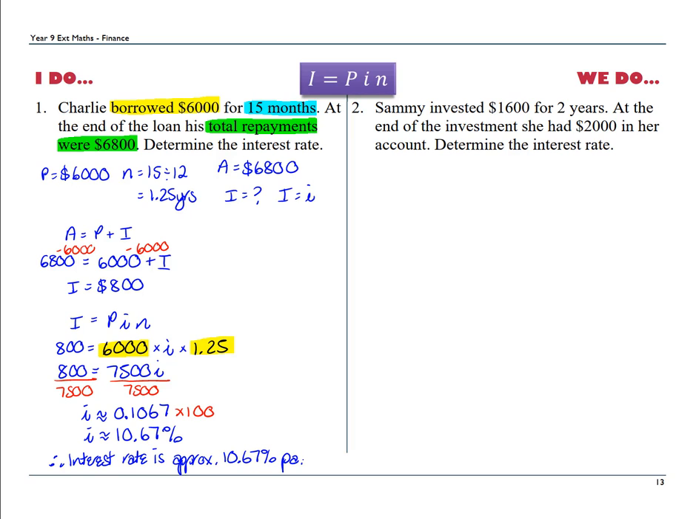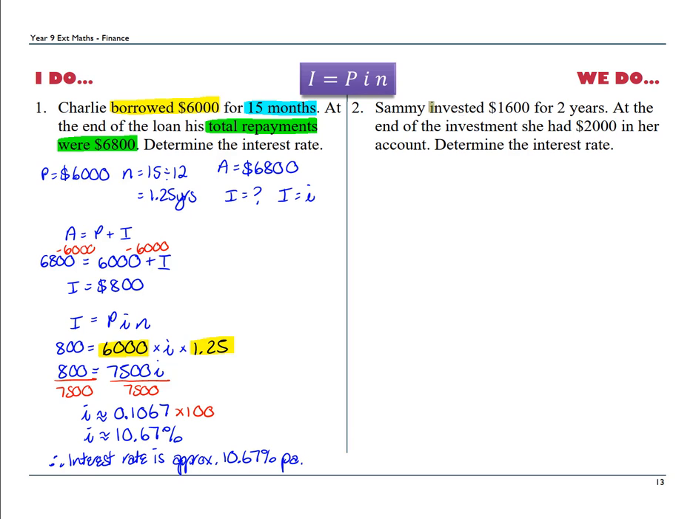So looking at the next one, Sammy invested $1,600 for 2 years. At the end of the investment, she had $2,000 in her account. Determine the interest rate. Now this is a similar problem, so I want you to pause the video and have a go at it yourself.